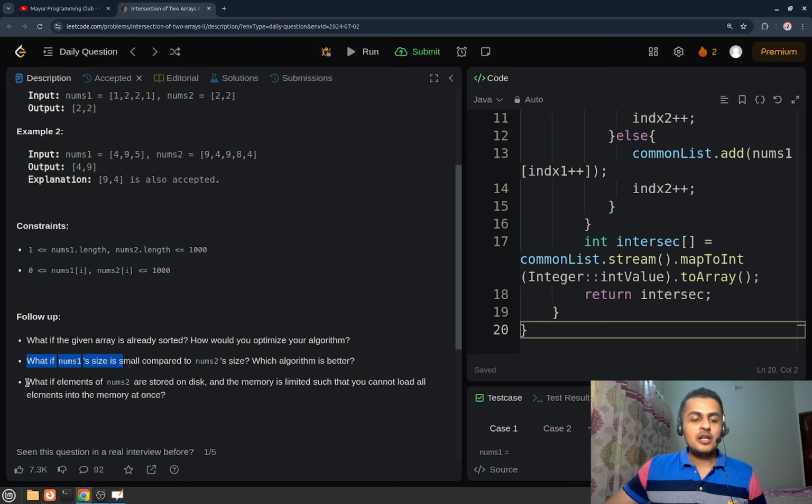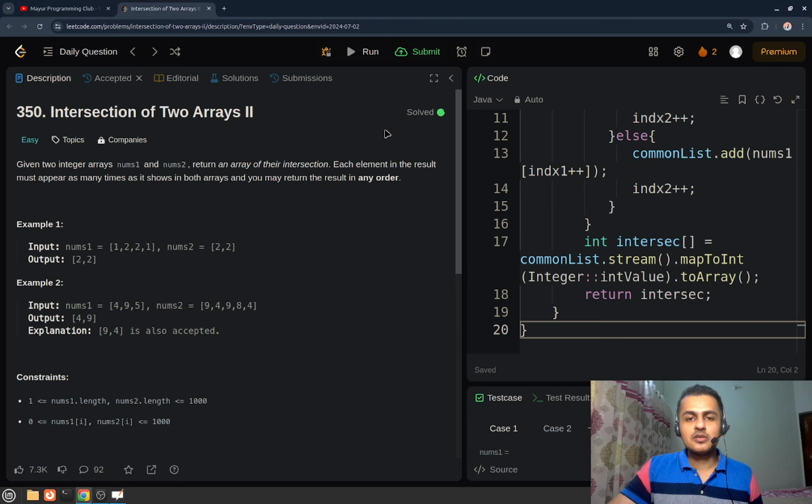Okay, and then there is further in the follow-up, what if the elements of the second array are stored on a disk and the memory is limited such that you cannot load all the elements in the memory at once. So we will try to address these follow-ups also in our approach. So let's discuss that.